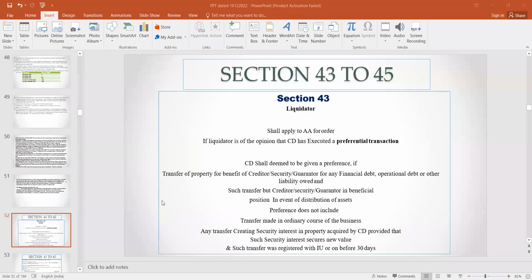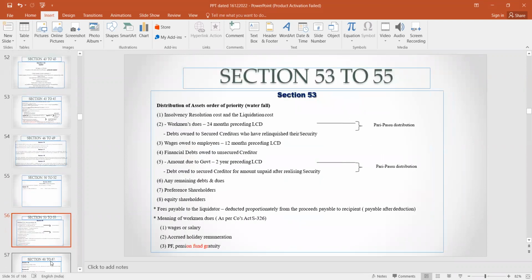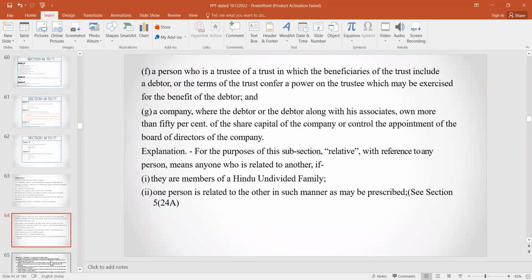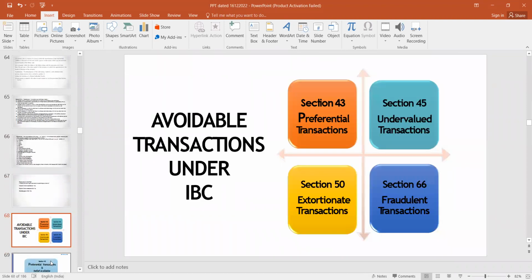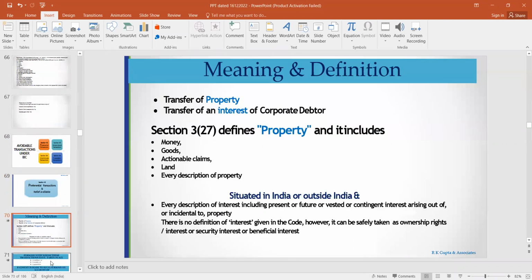So this 43 we have seen. 43 basically talks of preferential transactions. 44, 45, 46, 47 we have all seen. The definition of associate related party we have already seen. So there are preferential, undervalued, extortionate and fraudulent transactions. So in this case, there is a transfer of property or transfer of an interest, and property will be money, goods, actionable claim, land, every description, whether it is situated in India or outside India.